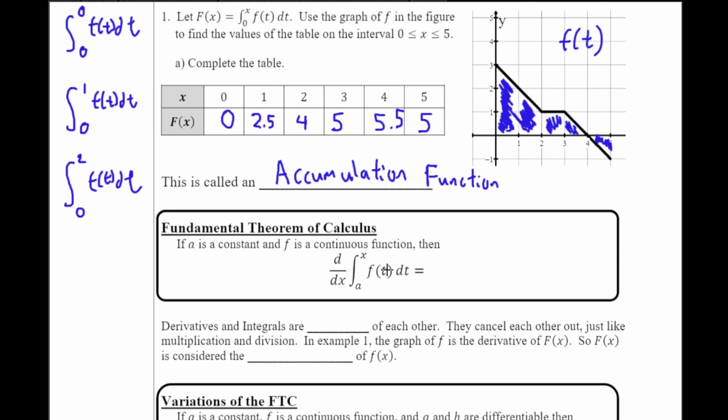So the fundamental theorem of calculus. If a is a constant and f is a continuous function, then the derivative of an integral is just what's inside. So instead of f of t, it is just f of x. Derivatives and integrals are inverses of each other. They cancel each other out, just like multiplication and division. They're opposites, inverses. In example 1, the graph of f is the derivative of capital F of x. So capital F of x is considered the antiderivative of lowercase f of x. Again, derivatives and integrals cancel each other out.